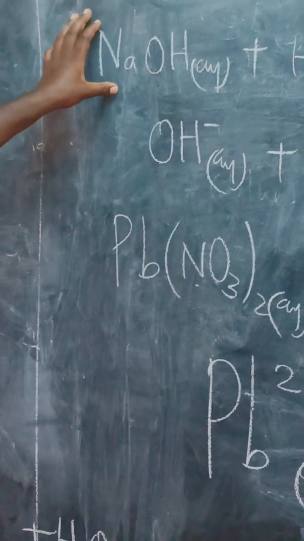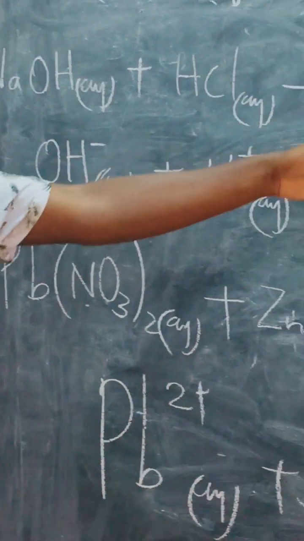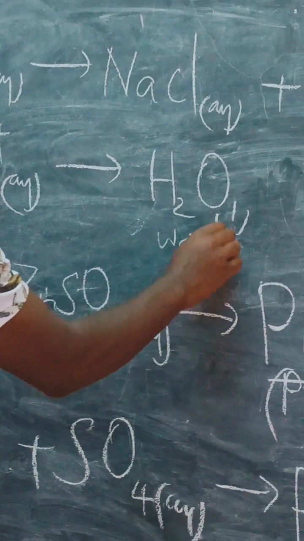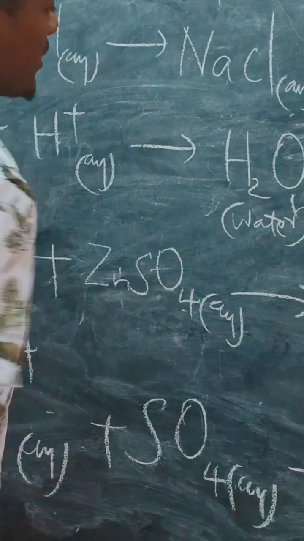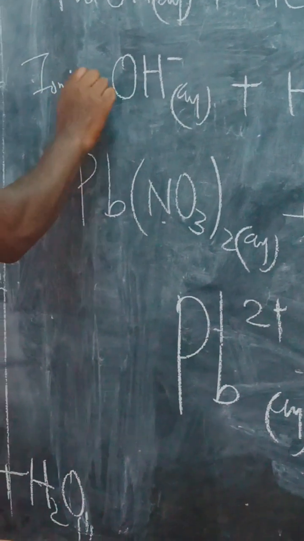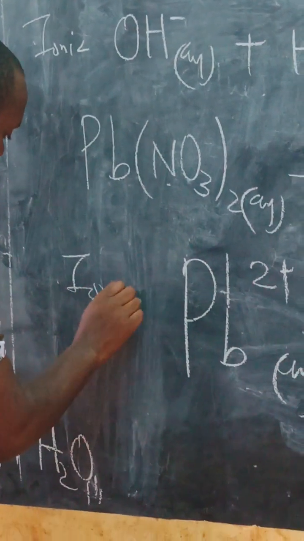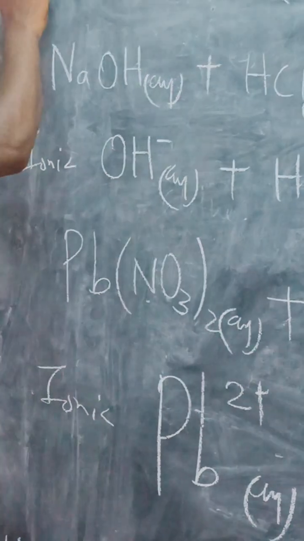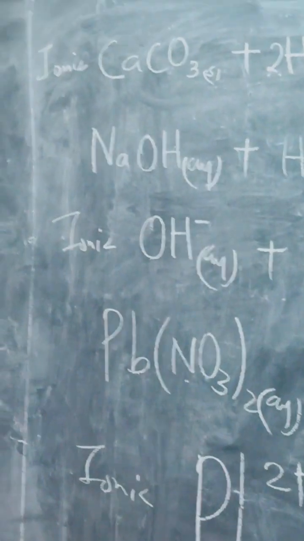Carbonate with an acid gives salt plus water. There is formation of water here. This is water. From salt plus water, this is the ionic equation. This is ionic. This is the chemical equation.